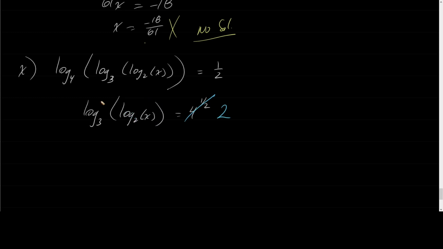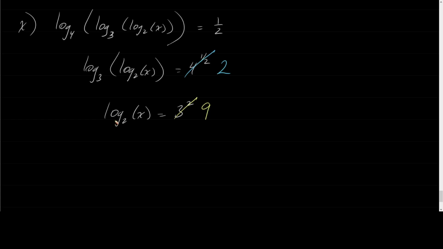Well, we need to exponentiate both sides with base 3. So on the left side, I'm just going to write it as log base 2 of x. On the right side, I write it as 3 squared. But 3 squared is just simply 9. All right, cool.